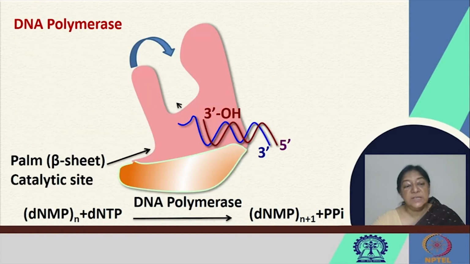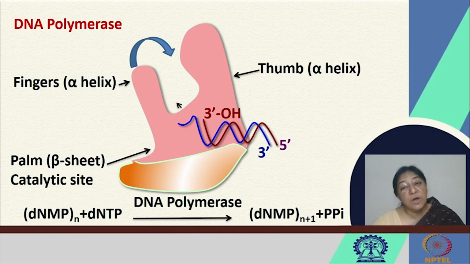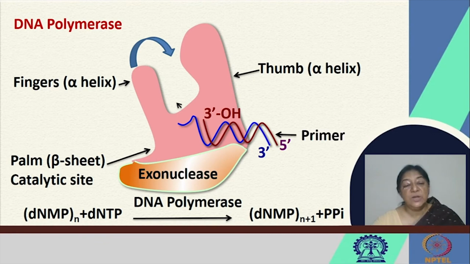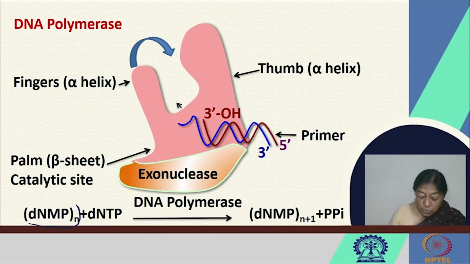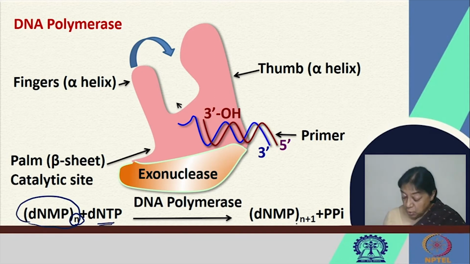So this is the palm, the beta sheet, that is the catalytic site. The fingers are associated with the alpha helical conformation, and so is the thumb. Then this is the exonuclease, and the DNA polymerase works in a fashion that would form from our nucleotide triphosphate with N number, with the addition of another nucleotide triphosphate, go to N plus 1 in the process, releasing the PPi. And the enzyme that is bringing about this reaction is the DNA polymerase.